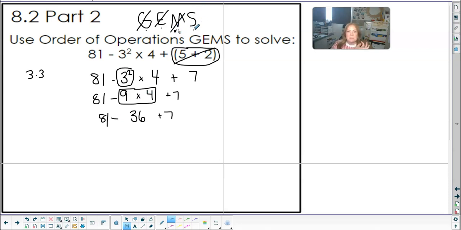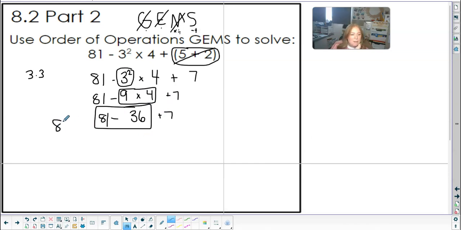So now we need to subtract or add, whichever one we come to first. Lots of us like to think that multiplying and adding are more important than subtracting and dividing. That's not true. They're just the same. They're opposites. So we do the one we come to first. It's just like reading. Here we have subtract, 81 minus 36. We have to do that first before we're doing this part. You have to do it like you read.